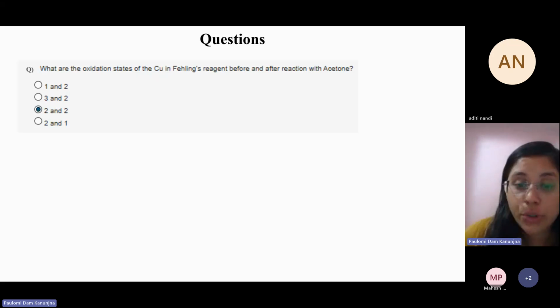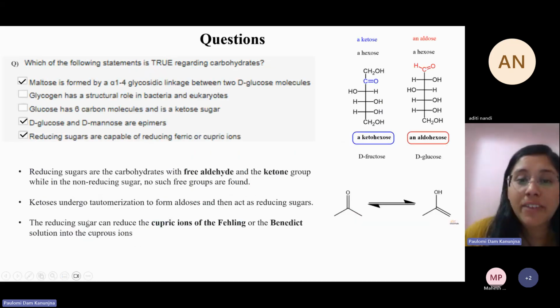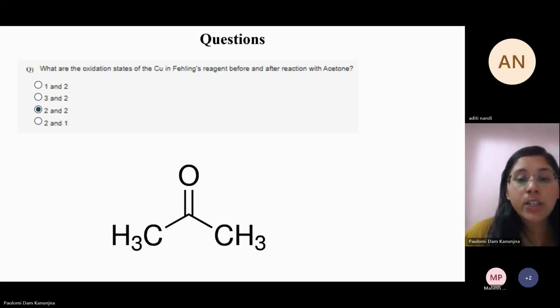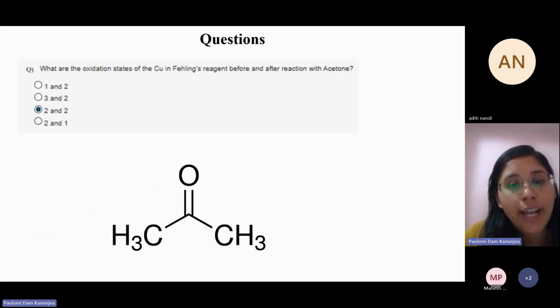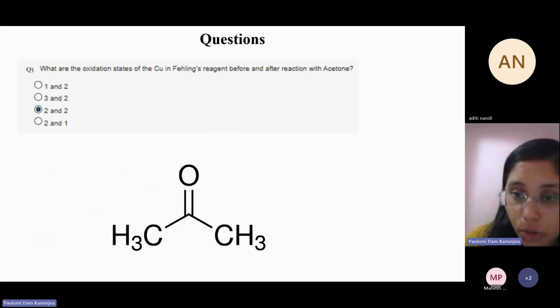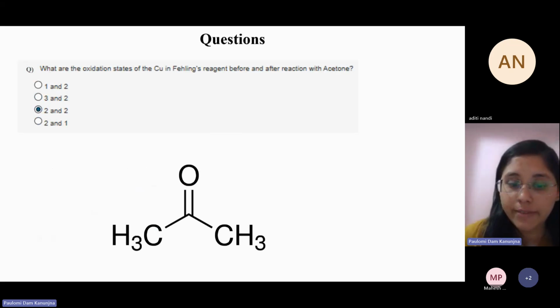Now, I just told you in the previous slide that ketone can undergo tautomerization. But when you talk about acetone, know that the tautomerization of acetone is very rare in nature. So whenever you find acetone in nature, it's always in the ketone form. And because it is in the ketone form, it will not reduce. It has to have a proton to donate so that it can reduce the metal ion.